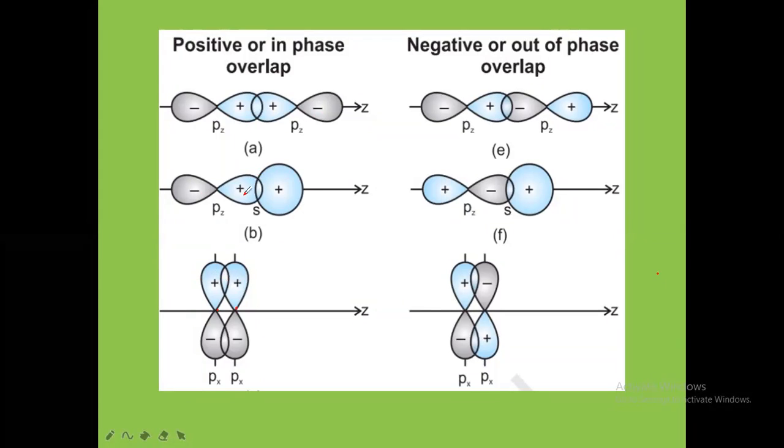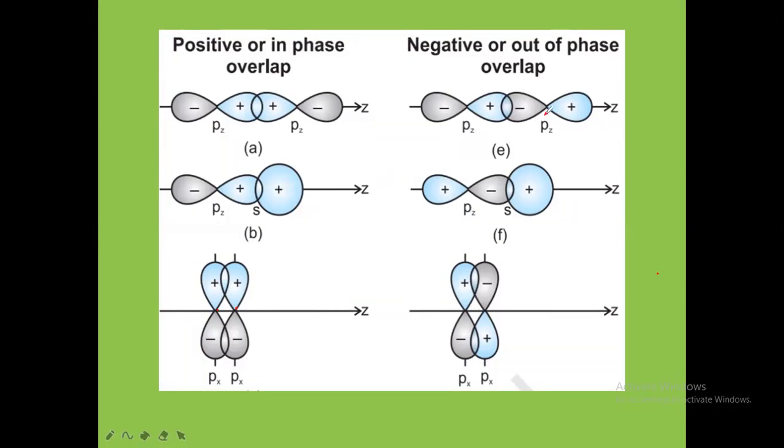Between an s orbital and a p orbital, is a sigma or a pi bond formed? Whenever an s orbital is involved, only a sigma bond is possible. And also remember hybrid orbitals. Whenever a hybrid orbital is involved in overlapping, it must form only a sigma bond. Any hybrid orbital with an s orbital, or any hybrid orbital with a p orbital, always forms only a sigma bond. S orbitals and hybrid orbitals cannot form a pi bond. This point we have to keep in mind.